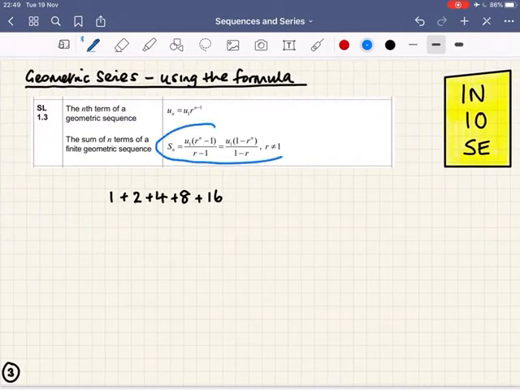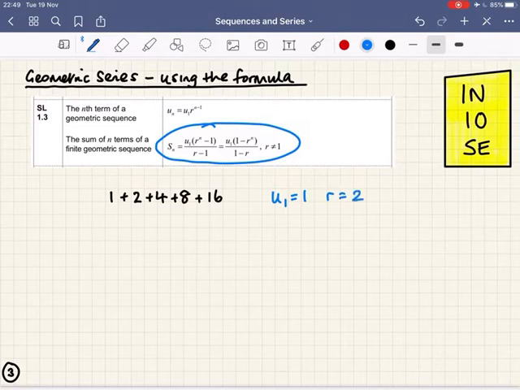Those are the two versions given for you. You don't need to remember them. And the simple questions just utilising the formula are very straightforward. So in this example that I've put up for you here, 1, 2, 4, 8, 16, the first term is equal to 1 and the common ratio is 2.